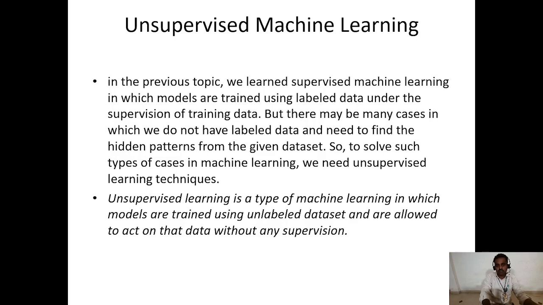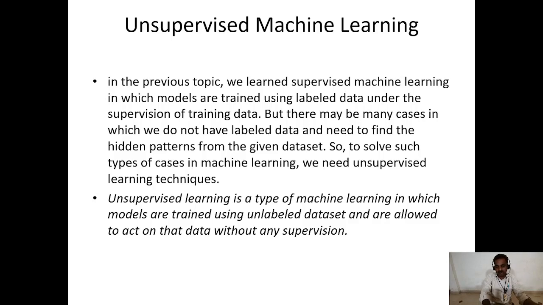Next one, what is unsupervised machine learning? First, what is supervised machine learning? In supervised machine learning, you create the output based on labeled data, whereas in unsupervised learning, you create the output based on unlabeled data. In the previous topic, you learned about supervised machine learning, in which models are trained using labeled data under the supervision of training data. But there may be many cases in which you do not have labeled data and need to find the hidden pattern in the given data set. So you have to solve this type of case using the unsupervised learning technique, which does not use labeled data.